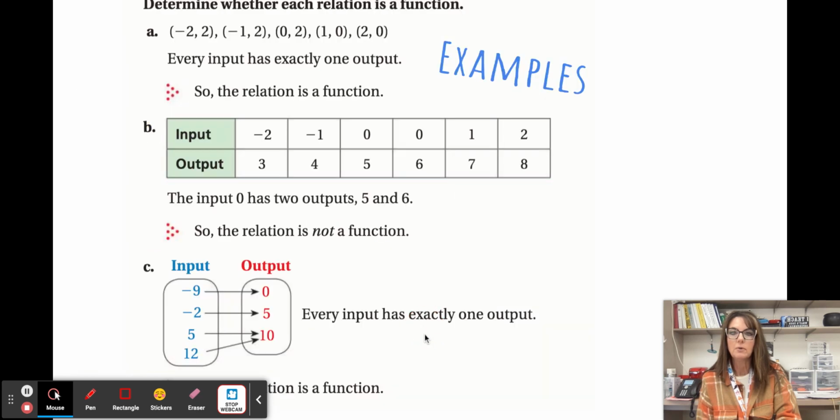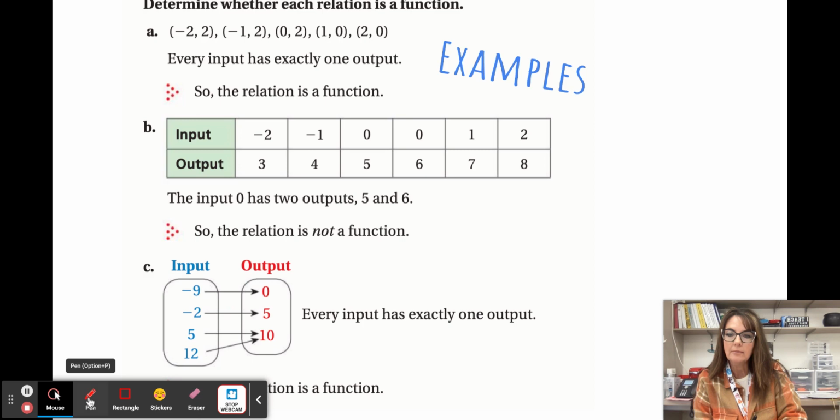So let's take a look at what this looks like. So we're going to determine whether each relation is a function. And how you'll do that is look at all the inputs, -2, -1, 0, 1, 2, also known as the domain. Each input has exactly one output. Also, they are distinctly different, right? So they are distinctly different. No two inputs are duplicated. So it is a function.